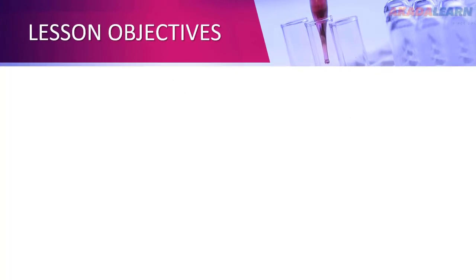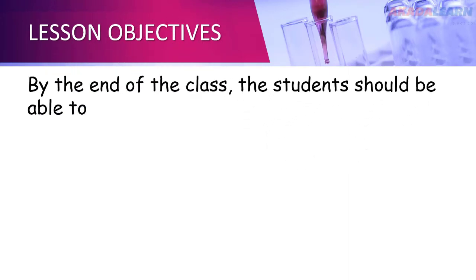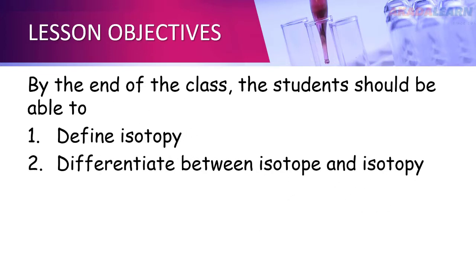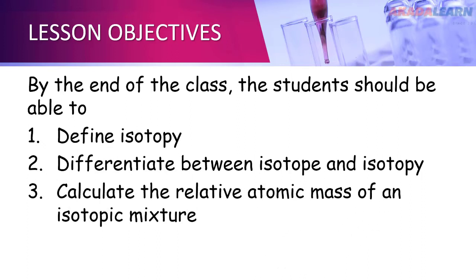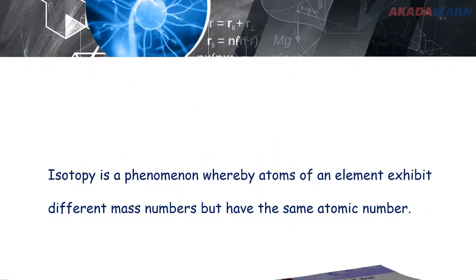Lesson objectives. At the end of this class, the student should be able to define isotopy, differentiate between isotope and isotopy, and calculate the relative atomic mass of an isotope. And so, let's get rolling.